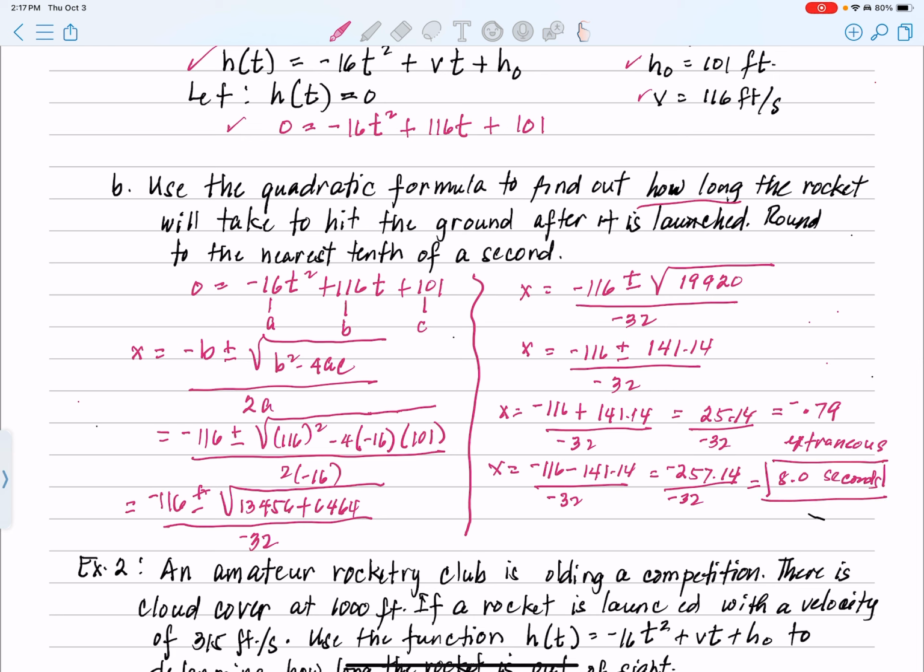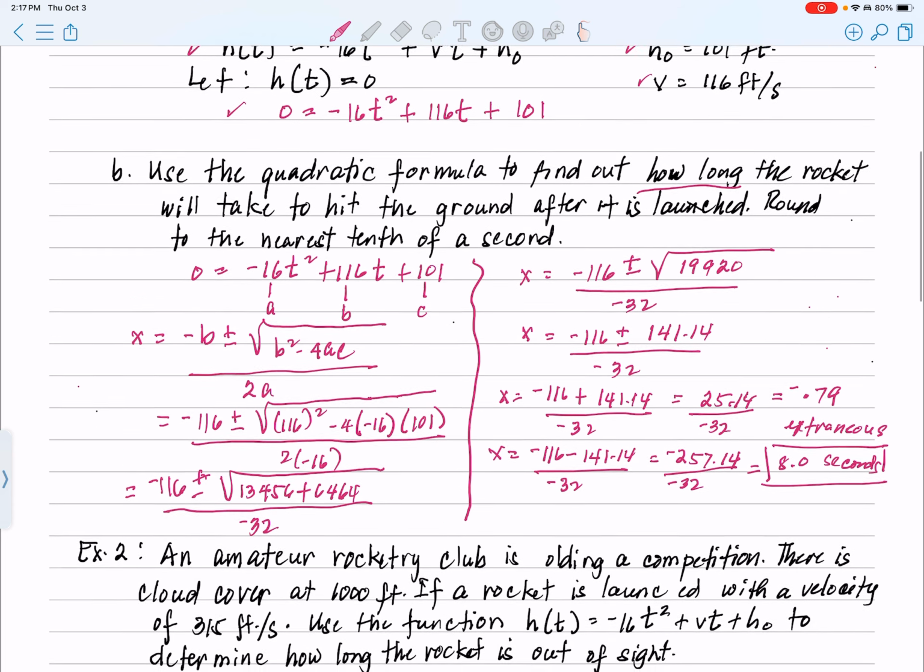You are asked to round off to the nearest tenth of a second. Actually, you have 8.01 something, so I rounded to the nearest tenth. So the answer is 8.0 seconds. Okay. Let's do the next problem.